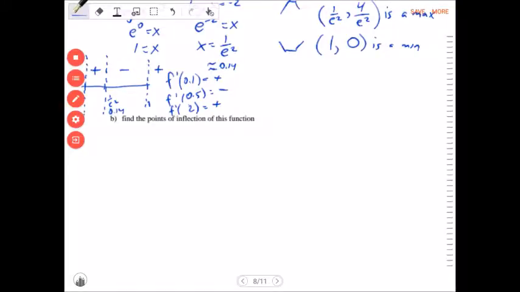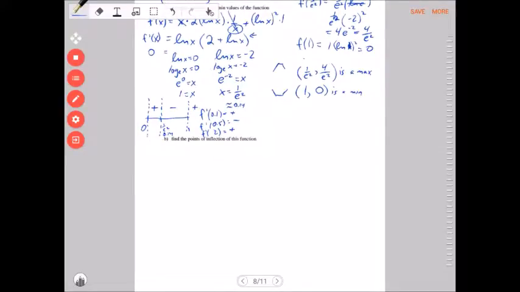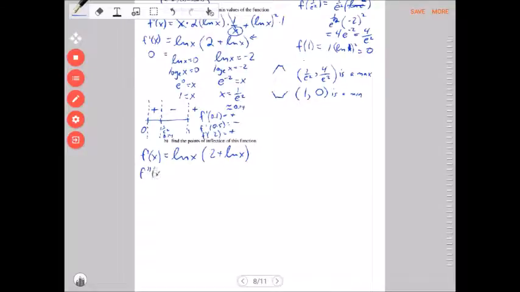Part B: find the points of inflection of this function. Remember, the points of inflection happen when the second derivative equals 0, so I need to take the derivative. If f prime of x was ln x times (2 plus ln x), we're going to take the second derivative of that. This is a product rule: the derivative of the first is 1 over x, times the second, plus the derivative of the second, which is 1 over x again, times the first.